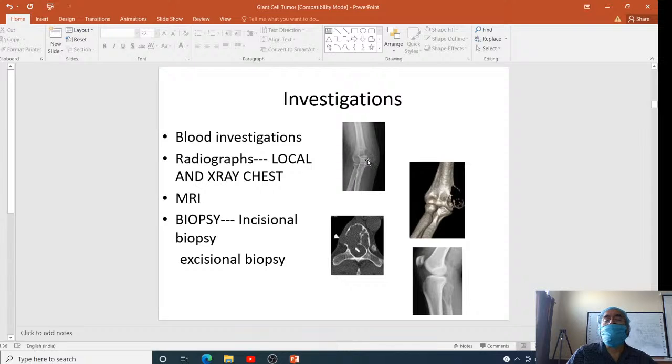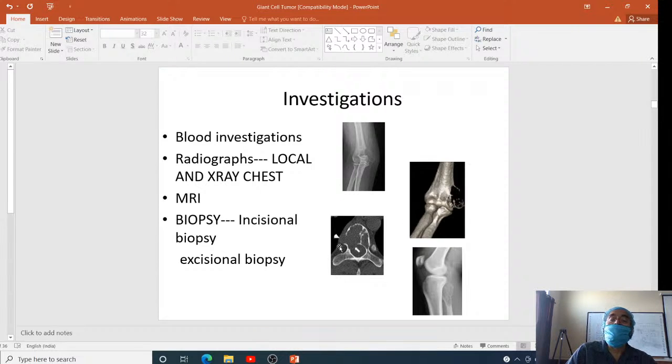And if you touch, eggshell crackling. The same one here, it's a CT with 3D reconstruction. So you can see that bone, and this epiphyseal plate is intact. Can you see it here? Down. So the epiphyseal plate will be intact. The bone is destroyed here, but the epiphysis is intact, and the cortex is gone here. It's ballooned up, eccentric, expanded.